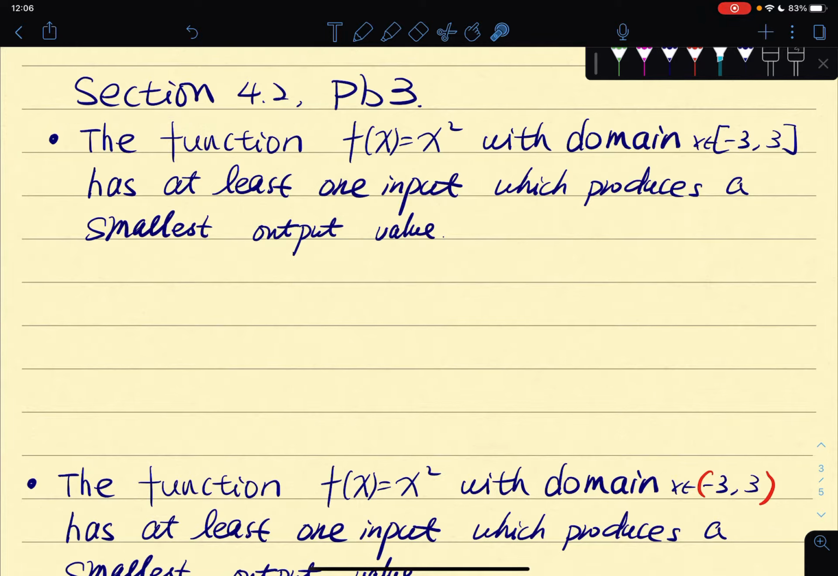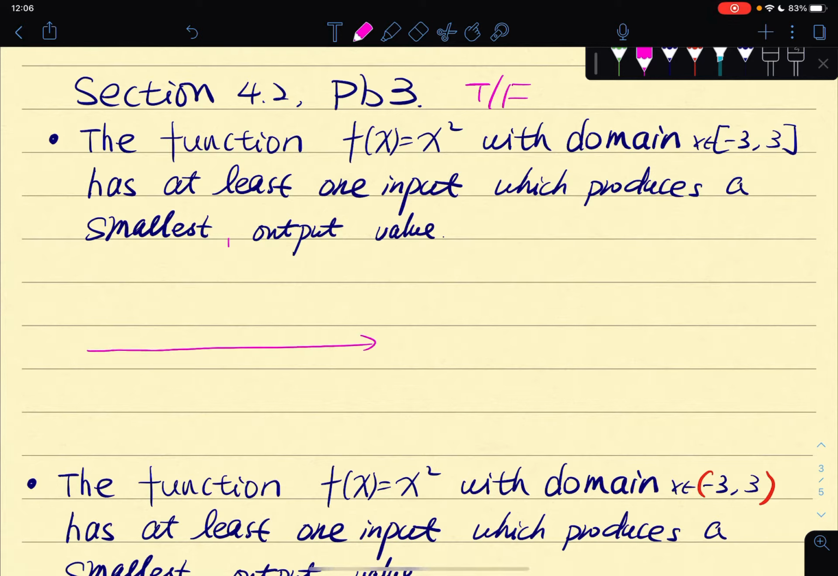So this is a true or false question, and we are asking you to discuss if those statements are true or not. So the first one says, I have a quadratic function whose domain lies in between -3 and 3. So basically it tells you that you can't select any other inputs except the numbers starting from -3 up to +3, including the boundary points. So we say you have at least one input which produces the smallest possible output value when your input is chosen from here.